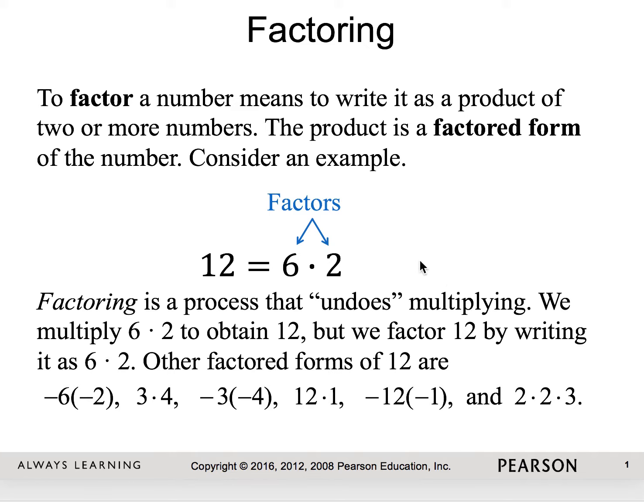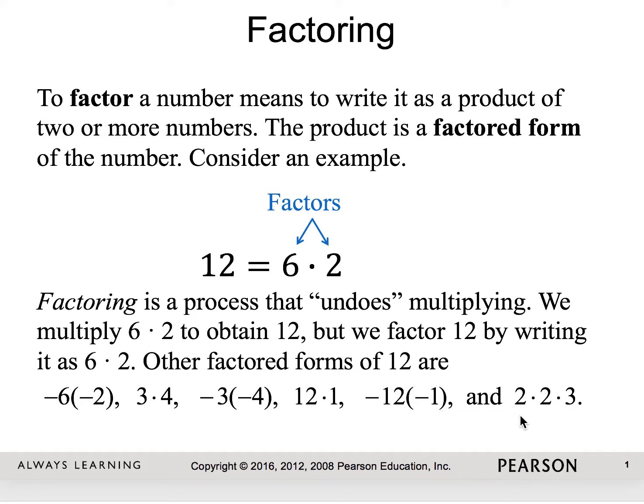Okay, so to factor a number means to write it as a product, multiply, of two or more numbers. So this is 12 written in a factored form, right? But think about this. We could also write 12 in these forms, -6 times -2, 3 times 4, etc. So we want to make sure that there's one standard way that everybody's going to write it in the same factored form, and we're going to do that by writing it as factored primes.